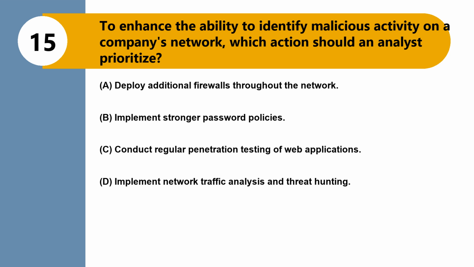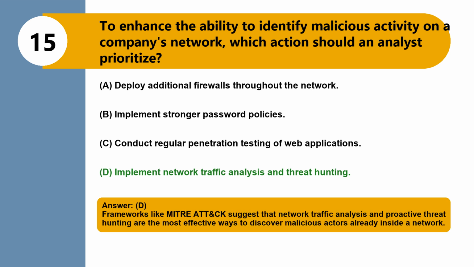Question 15. To enhance the ability to identify malicious activity on a company's network, which action should an analyst prioritize? Option A. Deploy additional firewalls throughout the network. Option B. Implement stronger password policies. Option C. Conduct regular penetration testing of web applications. Option D. Implement network traffic analysis and threat hunting. The correct answer is option D. Implement network traffic analysis and threat hunting. Frameworks like MITRE ATT&CK suggest that network traffic analysis and proactive threat hunting are the most effective ways to discover malicious actors already inside a network.